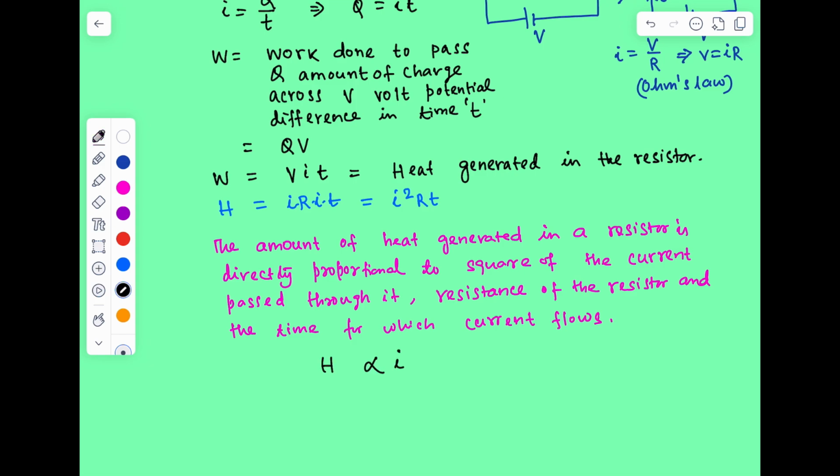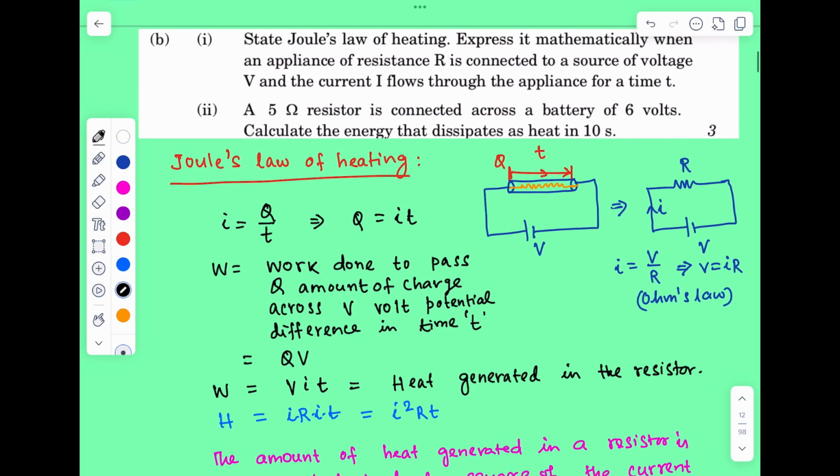Now we can write mathematically: H is directly proportional to I square, is directly proportional to resistance R, is directly proportional to time t. Hence H is equal to I square R t. This is Joule's law. Now this is the first bit.